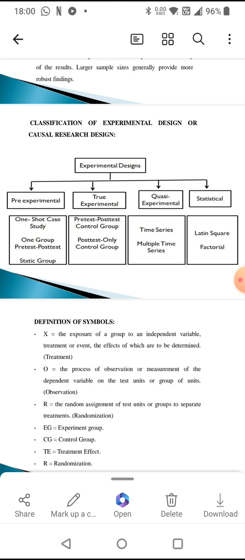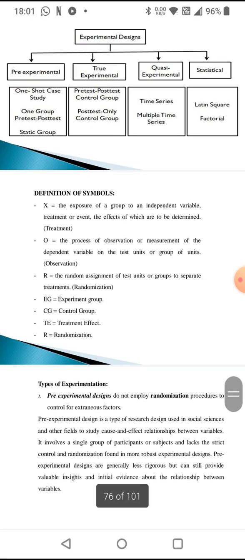research design. It is classified into 4 types: pre-experimental, true experimental, quasi-experimental and statistical experimental design. What do you mean by this? Under pre-experimental, you have one shot case study, one group pre-test post-test and static group; under true experimental you have pre-test post-test control group and post-test only control group; under quasi-experimental you have time series and multiple time series; and in statistical you have Latin square and factorial method.